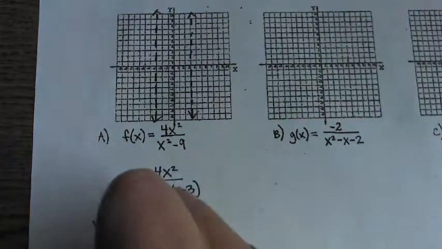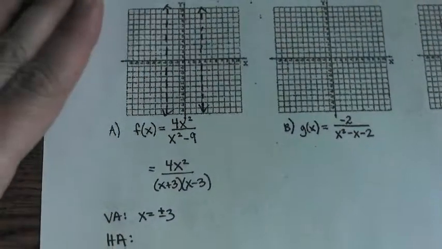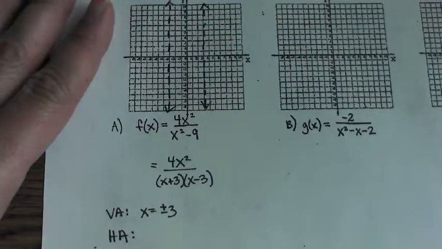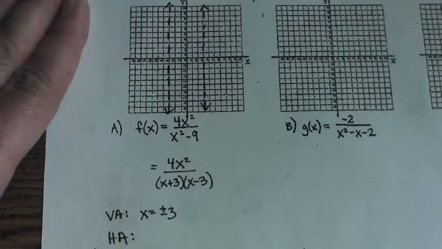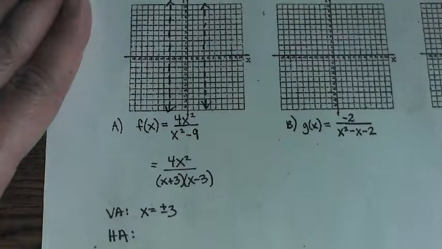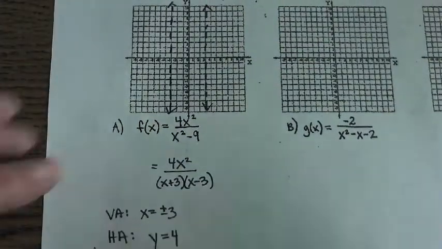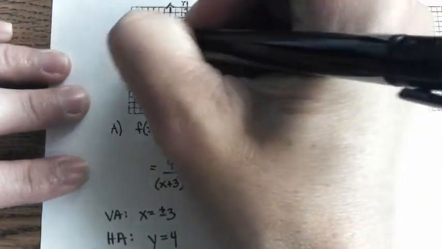Horizontal asymptotes. Take a minute, think about what you think the horizontal asymptotes are. I want to know what Zach thinks. Yep, y equals 4, perfect. So we'll throw that in there.